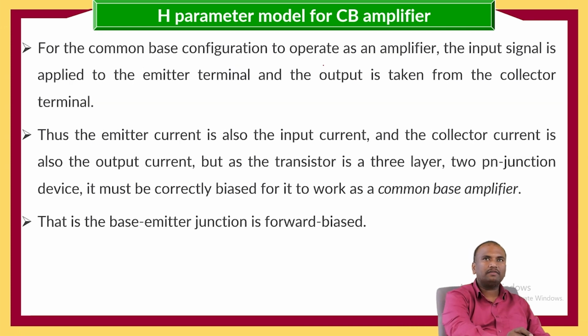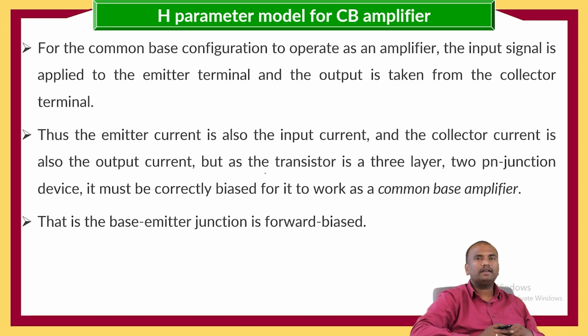For the common base configuration to operate as an amplifier, the input signal is applied to the emitter terminal and the output is taken from the collector terminal. Thus, the emitter current is also the input current and the collector current is also the output current. So, here the base terminal is common. So, emitter current will be acting like an input current and collector current will be acting like an output current.